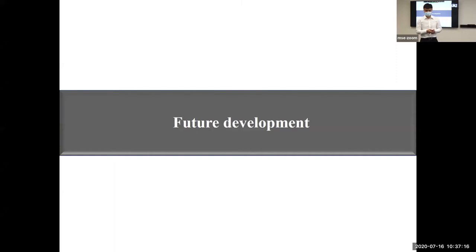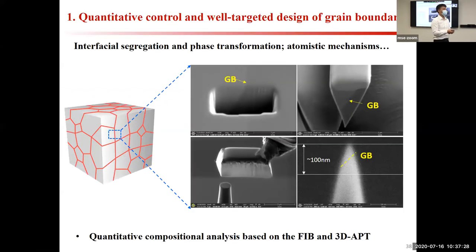So next, I will give a brief introduction to the future development in the field of multi-component alloys and also high-entropy alloys. The first thing, I hope that I will focus on the quantitative control and also the well-tuned design of the grain boundaries in polycrystal material. We will focus on the interfacial segregation and also the associated phase transformation at the grain boundaries, and also conduct some unique analysis and also DFT calculations to find a clear atomistic understanding of the grain boundary behavior.